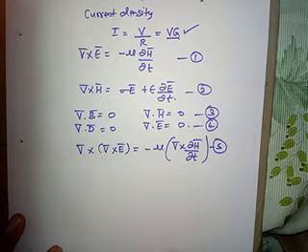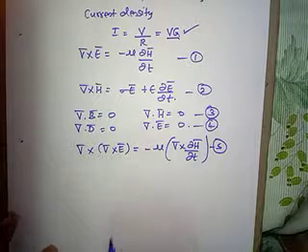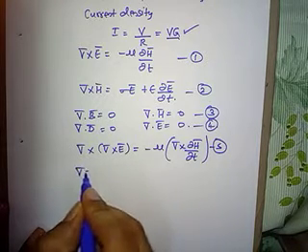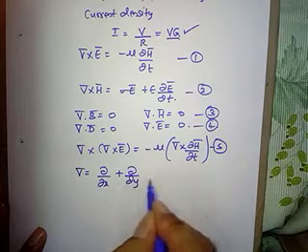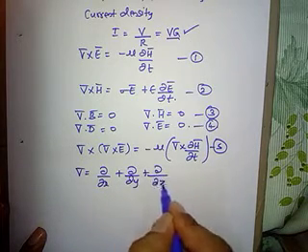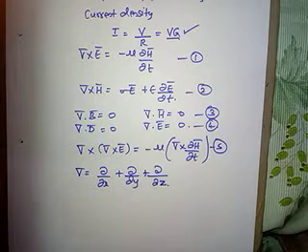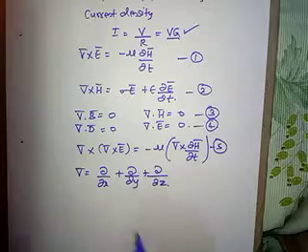The del operator indicates differentiation with respect to space, whereas dou by dou t indicates differentiation with respect to time. This del operator is nothing but dou by dou x plus dou by dou y plus dou by dou z. This is our del operator.